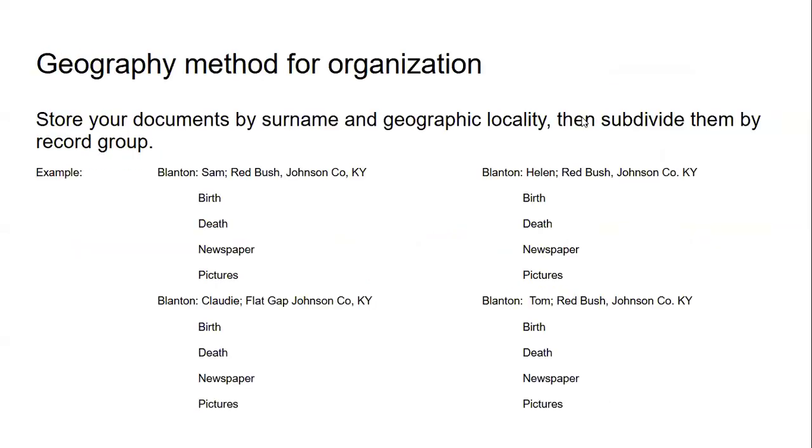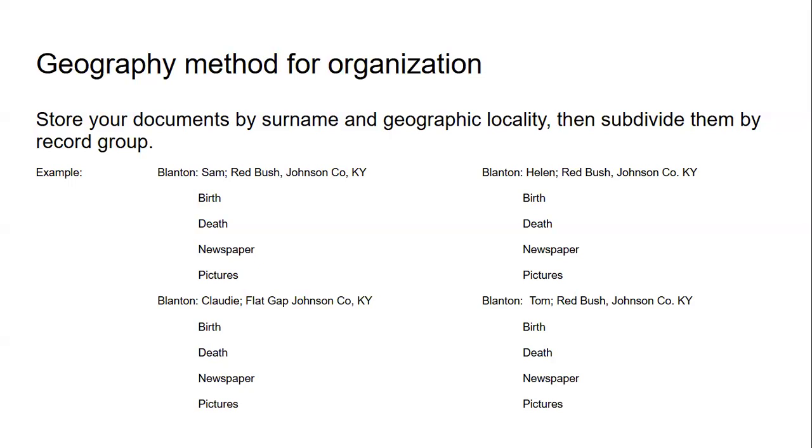Okay. So now we've talked about our ways to organize, how we're going to store our stuff. Let's talk about ways to organize it within that storage. The first method we have up is called the geographic method for organization. This is where you store your documents by surname and location and then subdivide it. Sounds like a lot, but it's not too bad.